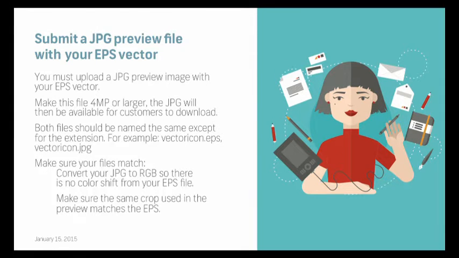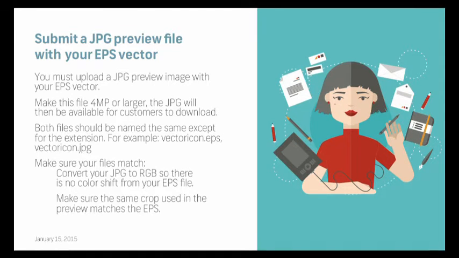All right, so you want to submit the JPEG preview with your EPS vector. Make sure to upload your JPEG preview image alongside your EPS vector. It has to be done at the same time when you're uploading. Also make sure, as I mentioned before, that your JPEG preview file is at least 4 megapixels or larger. Since these are going to be available for download by customers, we want to make sure they're a really nice size for customers to use.